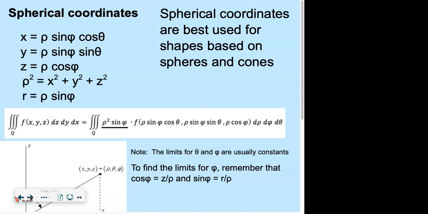So x equals rho sine phi cosine theta. y equals rho sine phi sine theta. z equals rho cosine phi. x squared plus y squared plus z squared equals rho squared. And r equals rho sine phi.